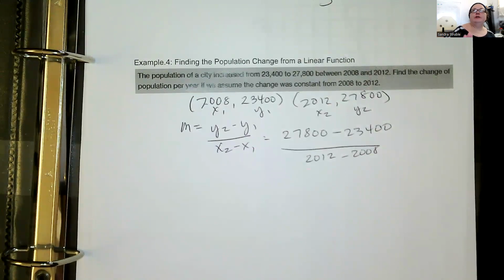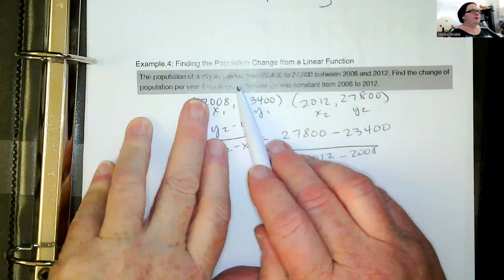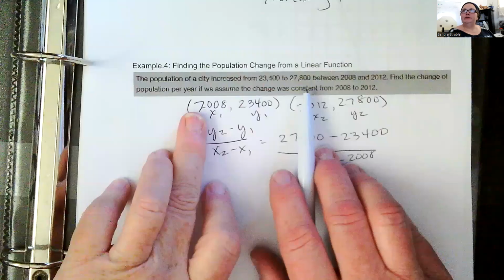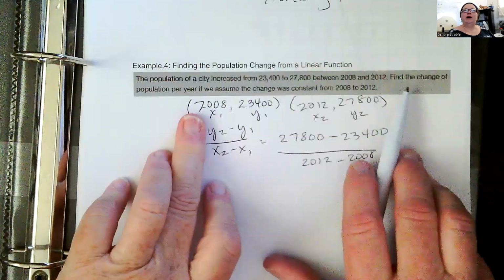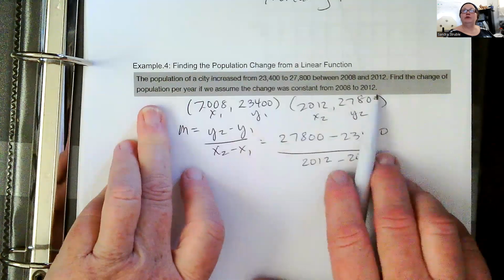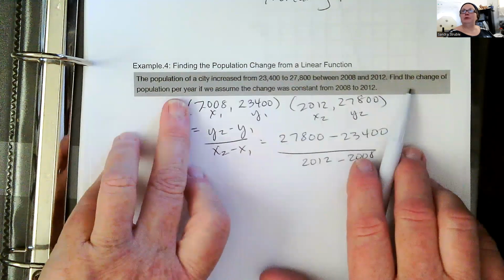So we were right here in example 4. I'm going to go back over this because I'm going to put that in a separate video. I'm going to go ahead and upload that, and we'll pick up here. So the population of the city increased from 23,400 to 27,800 between 2008 and 2012. Find the change of population per year if we assume the change was constant from 2008 to 2012. So we're just looking at the change in the population.